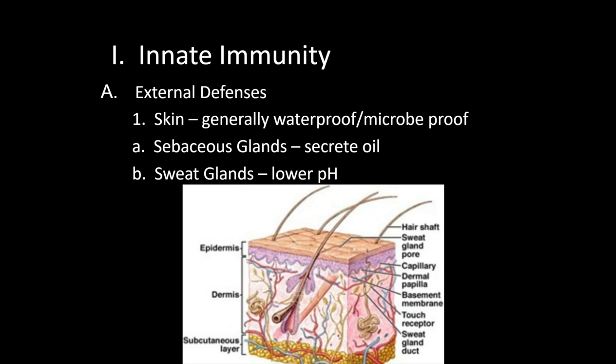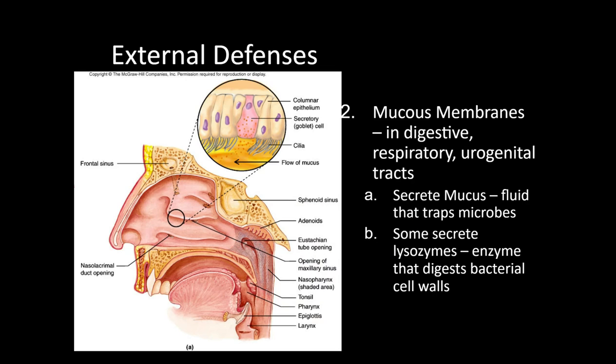There's glands in your skin. Sebaceous glands secrete oil that traps the bacteria or the viruses. Sweat glands release kind of an acidic fluid that can harm them.